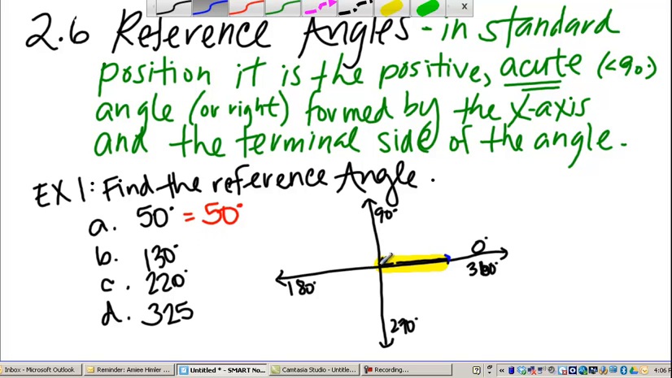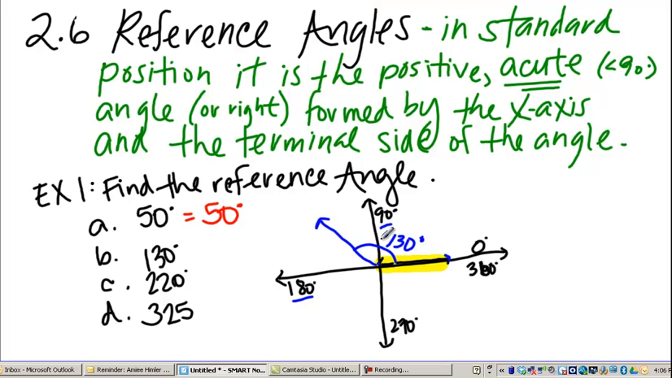So 130 degrees. We know it's going to hit in quadrant 2 because it's between 90 degrees and 180. So it's roughly there. Again, we're using the x-axis and the terminal side, except this x-axis would not form an acute angle. It would be an obtuse angle, so we can't use that reference point. So let me redraw this so you can see what I'm doing.